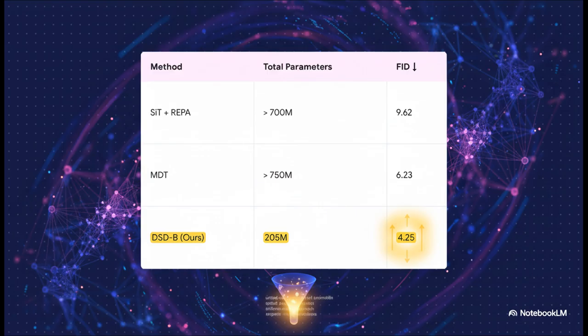So let me get this straight. The DSD model is less than a third of the size, and it's significantly better? That is an incredible result. This is exactly the payoff you hope for from end-to-end training. By letting everything optimize together, the model just learns to be way, way more efficient.